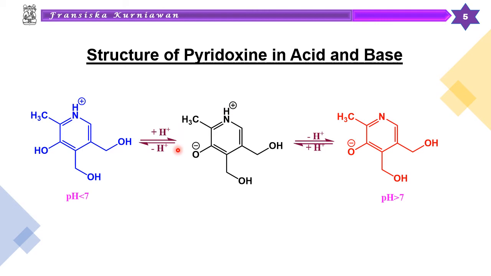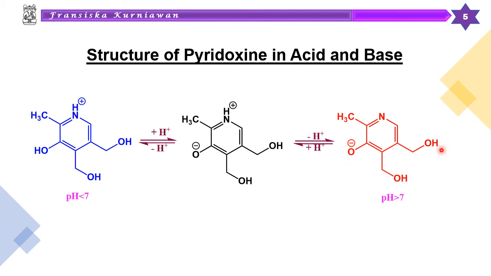And now we move on. How about the basic condition? If you put this pyridoxine in the basic form, it will remove the hydrogen attached to this nitrogen. This nitrogen is actually a basic one, so it will come back into the base structure, only nitrogen without the additional proton in here. And for the phenolic group, because this is slightly acid, if you put it in basic conditions, it will be ionized and change into O minus.